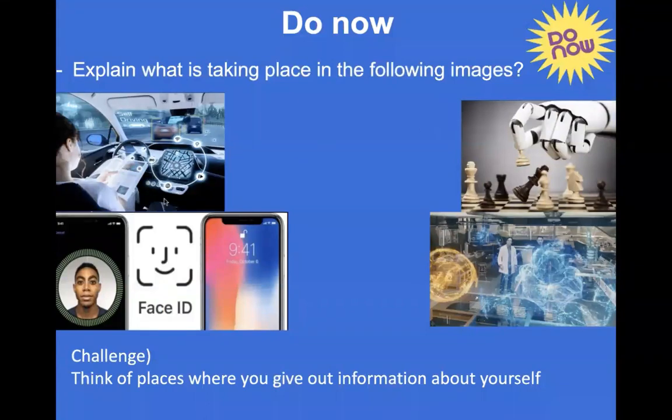So in the first one is a self-driving car. The second one is a game. The third one is Face ID. The fourth one is from a movie called Iron Man, or it's in Marvel, and it's about AI as well. These are all about AI.